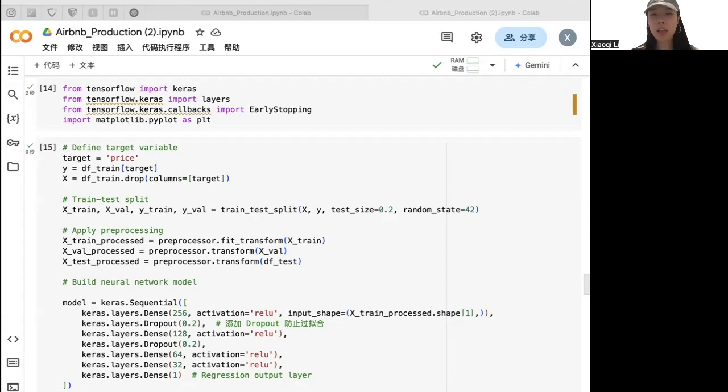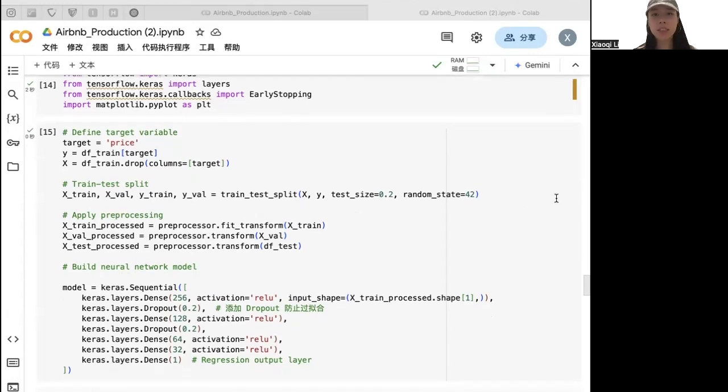deviation of 1. Feature engineering by creating new features such as host listing density and demand score to enhance the model's predictive power. And the processed data is split into training sets and validation sets for model training and evaluation.